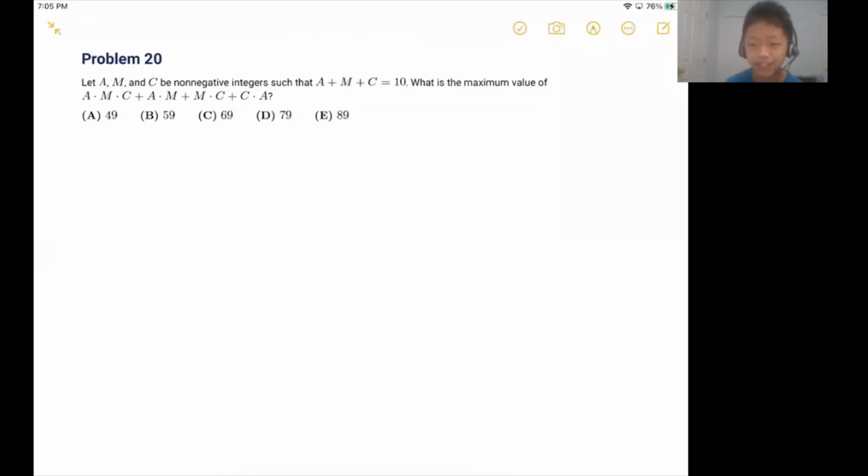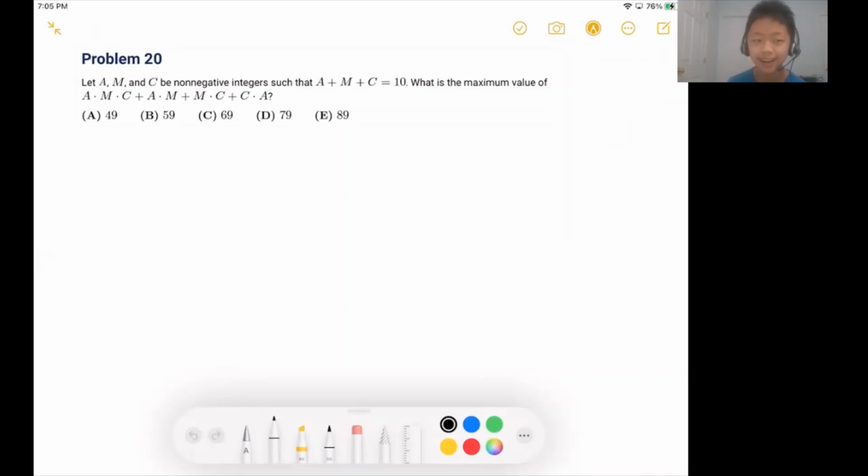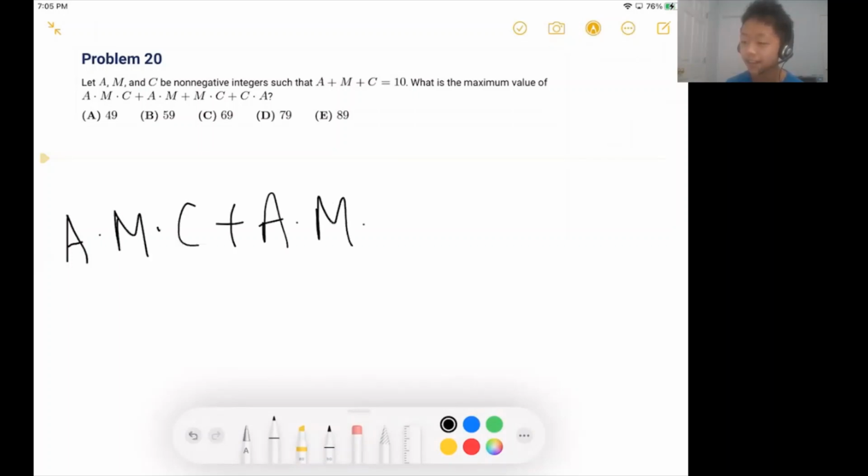This is a very classic kind of optimization question, where you're given some condition and you want to find the maximum possible value of some expression. For this kind of question, it's really based on experience. One way you can do this is to look at the expression a times m times c. So this is the expression you have.